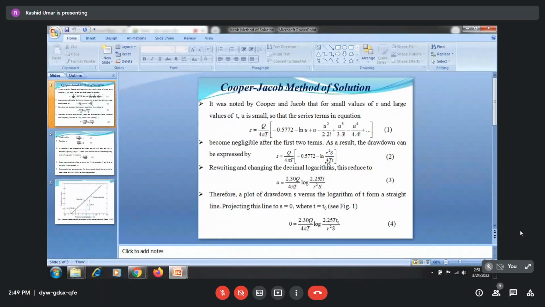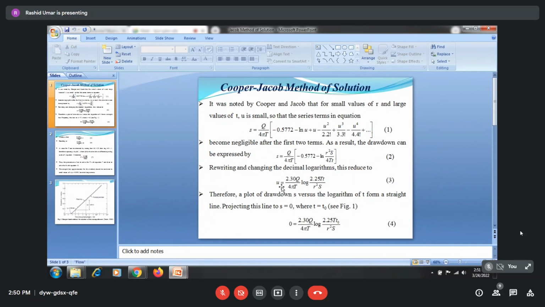Here, what is u? u is equal to r square upon 4Tt. So we have written the value of u in its place. And what is r? r is the radial distance, S is the storage coefficient, T is the transmissivity, and t is the time at which we are doing the curve matching or whatever we are doing. It is the pumping time, the time since pumping began.